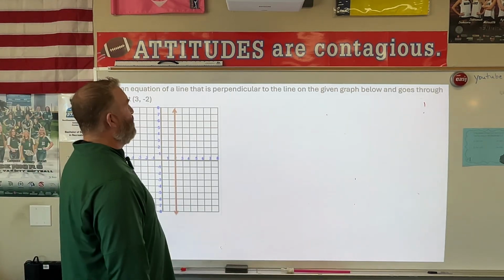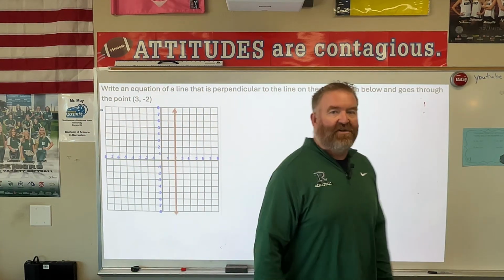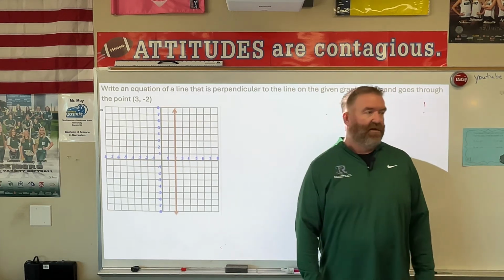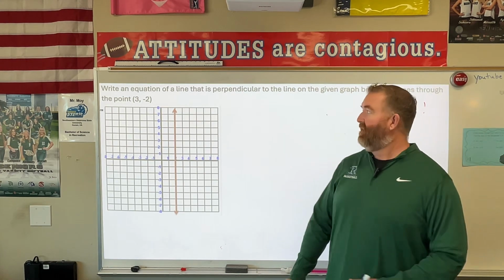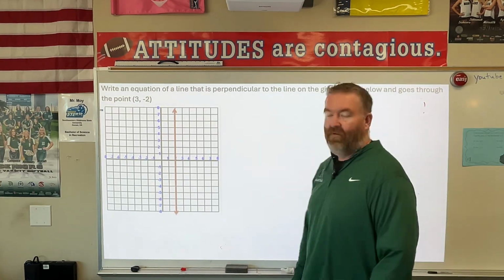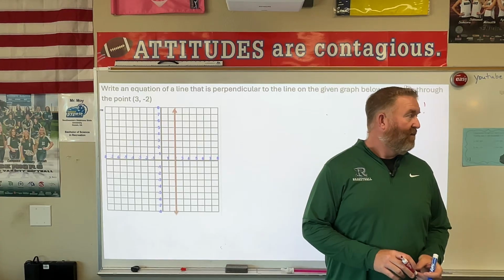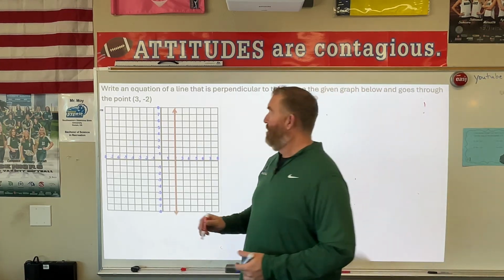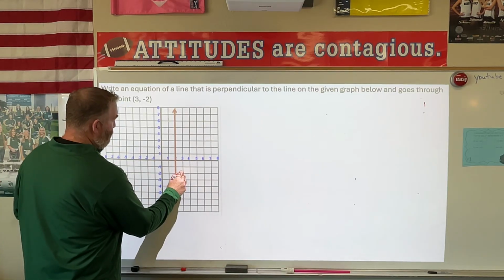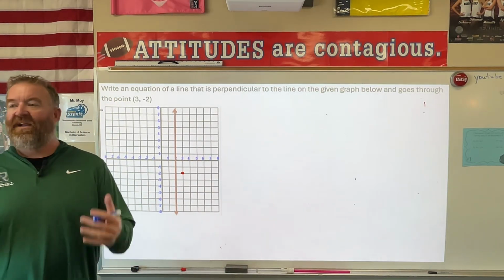An equation of a line that is perpendicular to the line given on the graph and goes through the point 3, -2. I'm telling you right now, you have one on the test that looks just like this. So we've got write an equation of a line that's perpendicular. What point does it go through, guys? Okay. It goes through 3, -2. If you notice, I'm just going to put a little dot here. Yes? Now, what is perpendicular?